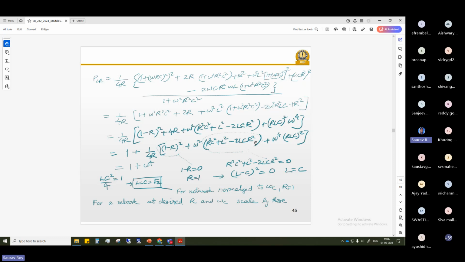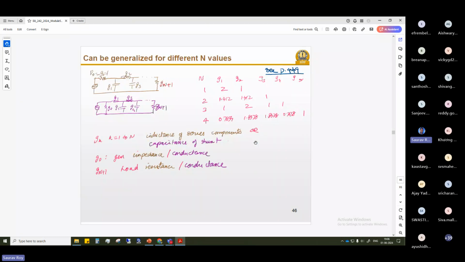So luckily, we are fortunate enough because the books and all other references mention a table. This table you will find in the Pozar book and others also, I'm sure. There they mention that for a Butterworth or Chebyshev filter, they will have separate tables. What will be these components? For a particular order 1, 2, 3, 4, what will be these G1, G2 components you have to put?